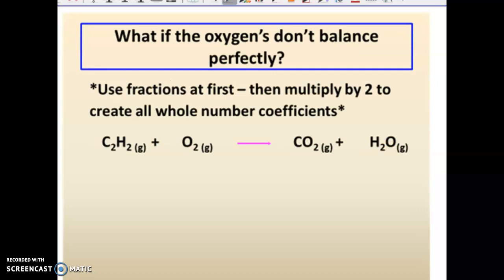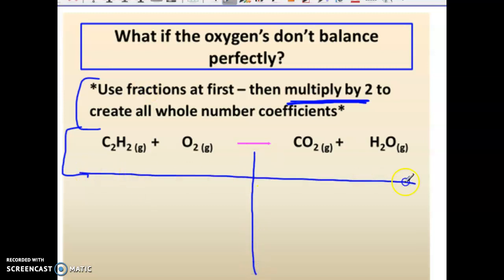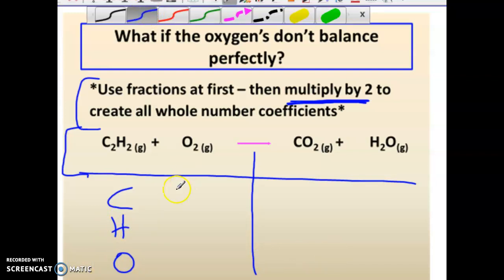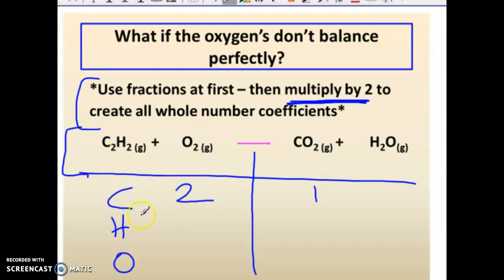Okay, so here's another example that uses that oxygen odd number rule. So anytime you have an odd number that is going into an oxygen, you're going to multiply all your coefficients by 2. So actually pause the video and give this one a try. You can create your little chemical inventory. So we have carbon, hydrogen, oxygen, and let's see how you do.